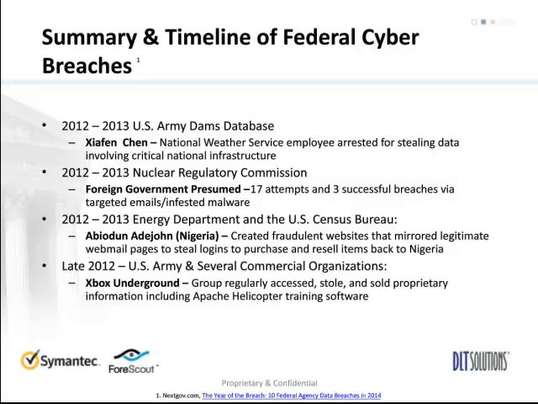In late 2012, the U.S. Army and several commercial organizations, through a group called the Xbox Underground, had regularly accessed, stolen, and sold proprietary information, including the Apache helicopter training software. Now, what's interesting about this example is that it was actually accessed through a commercial network, Zombie Studios, as the Army was working with them on a video game and they were collaborating. Xbox Underground was able to hack into Zombie Studios and then, through a back door, access that data.